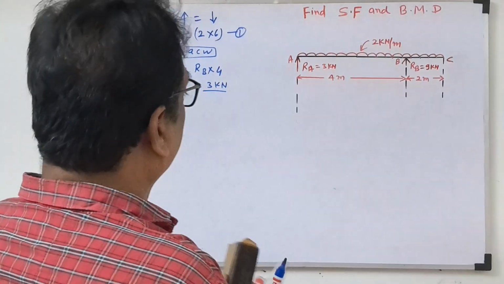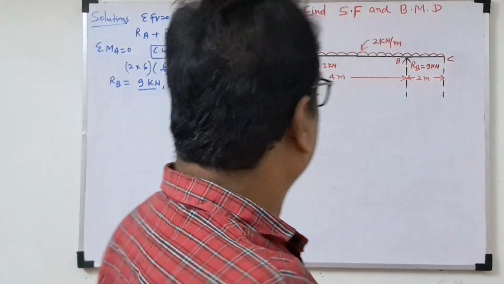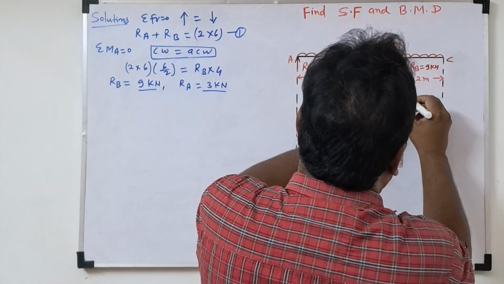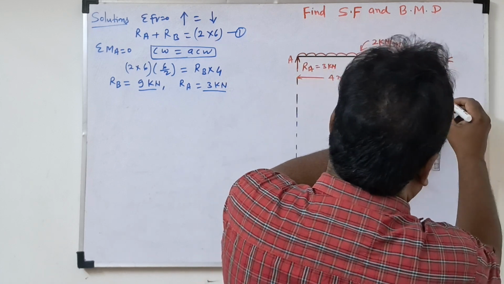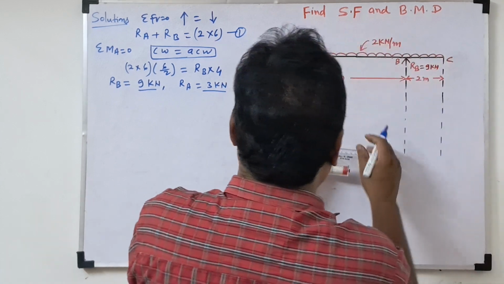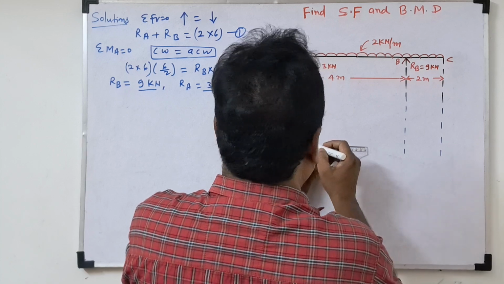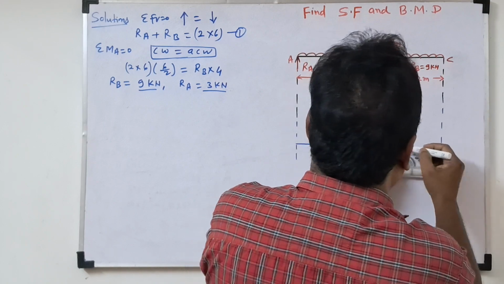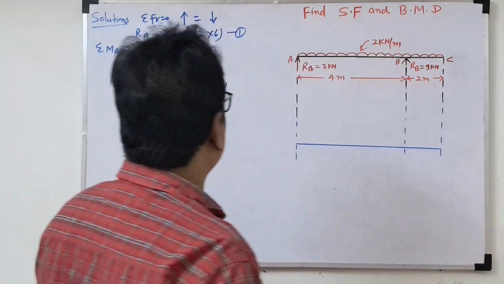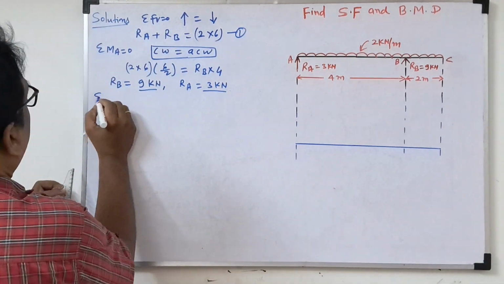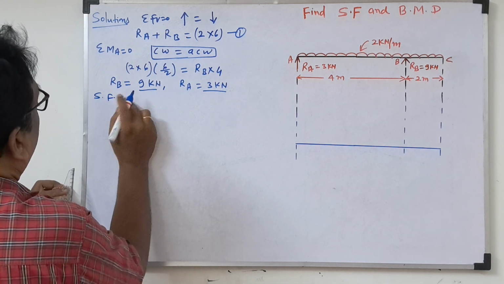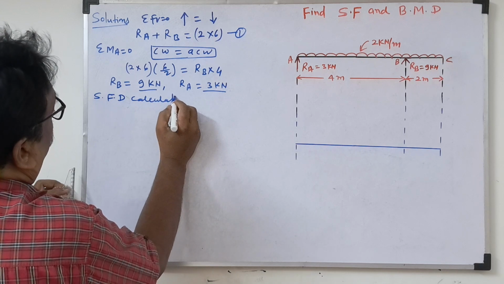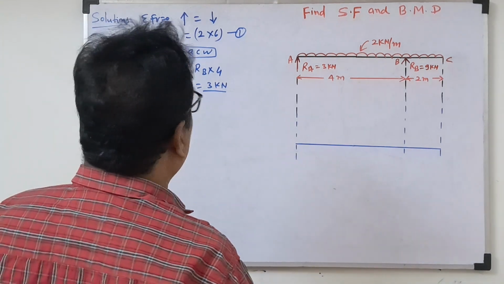Before this we'll draw the zero shear force line. So we'll extend this line here. We'll draw the zero shear force line first, and after this we'll do the calculations and then the diagram work. Okay, so this is the zero shear force line, and this is point A. Now the shear force diagram calculations.